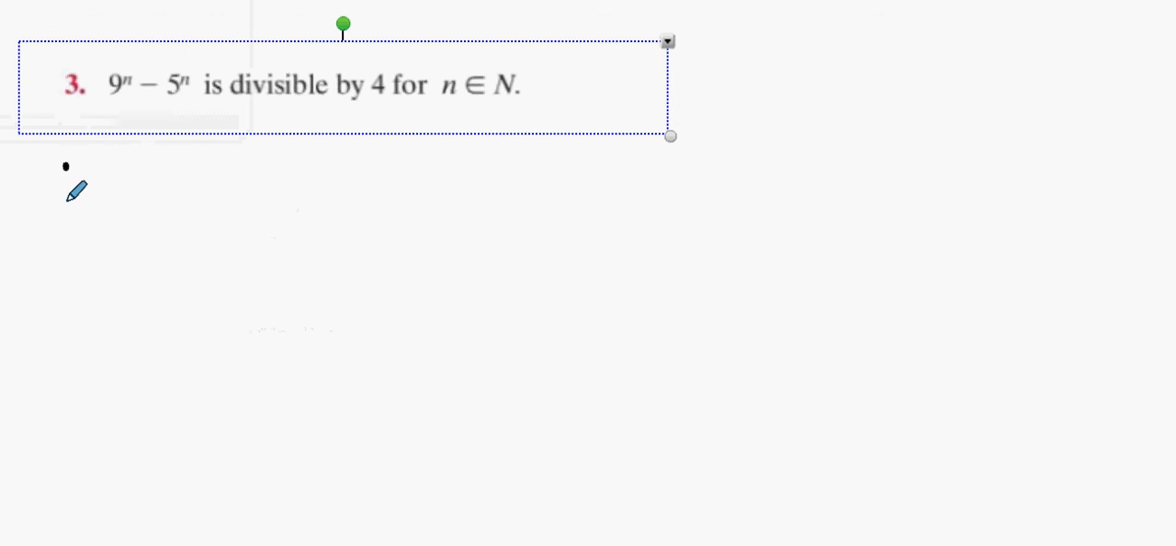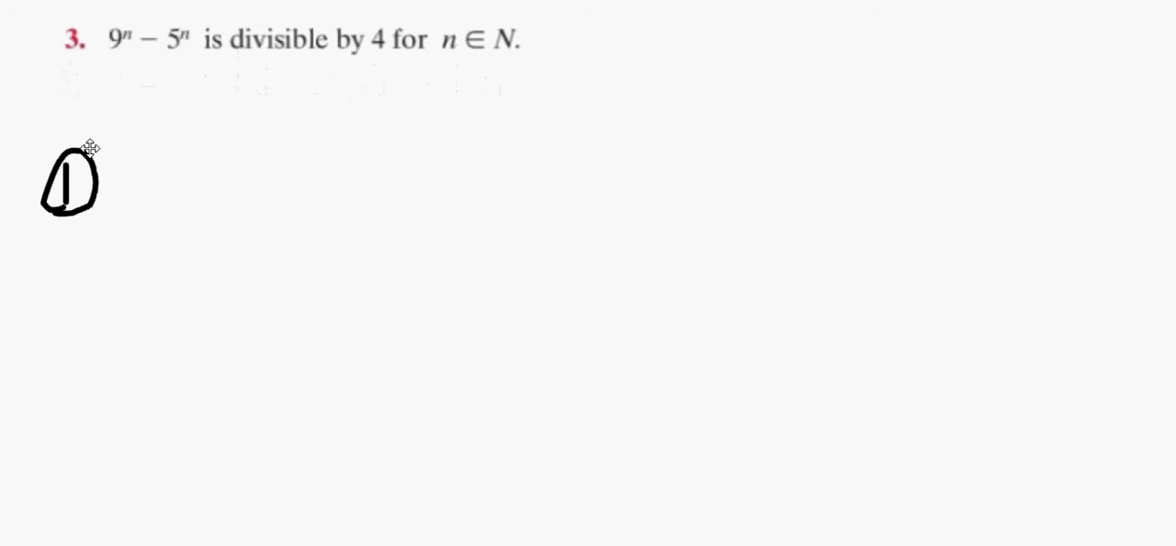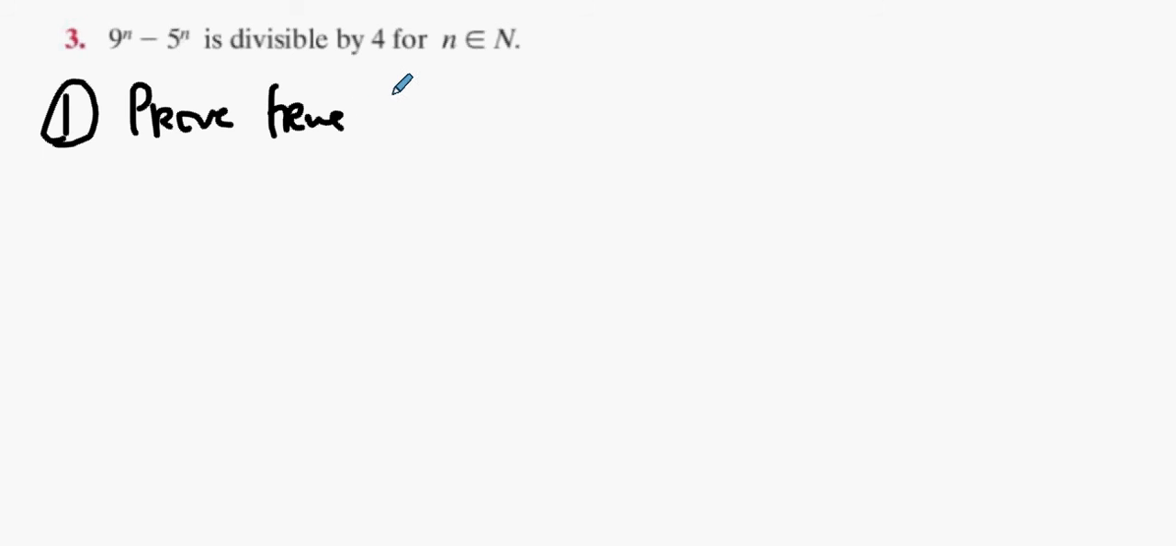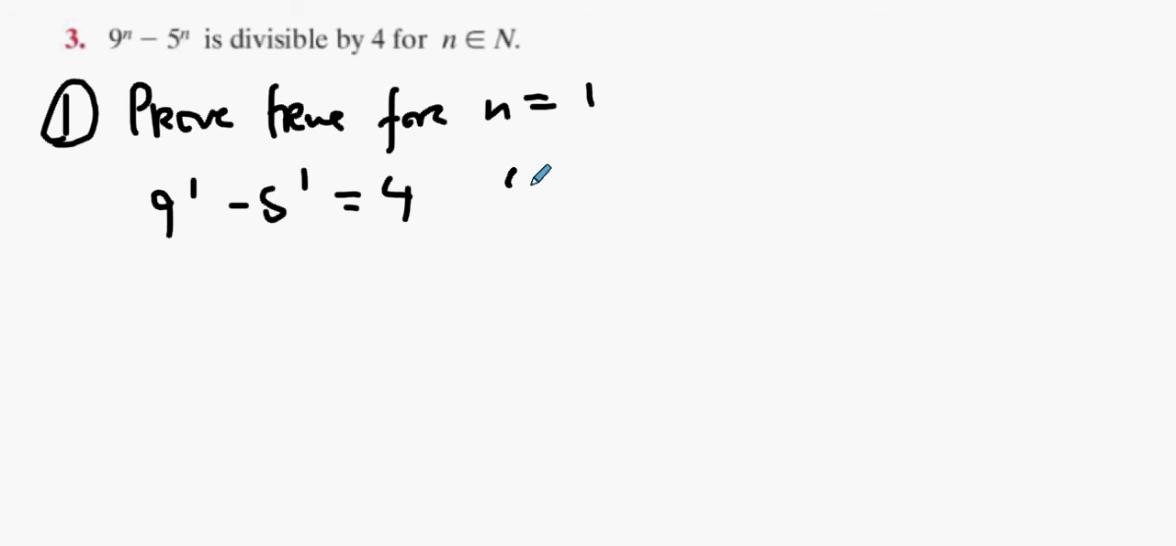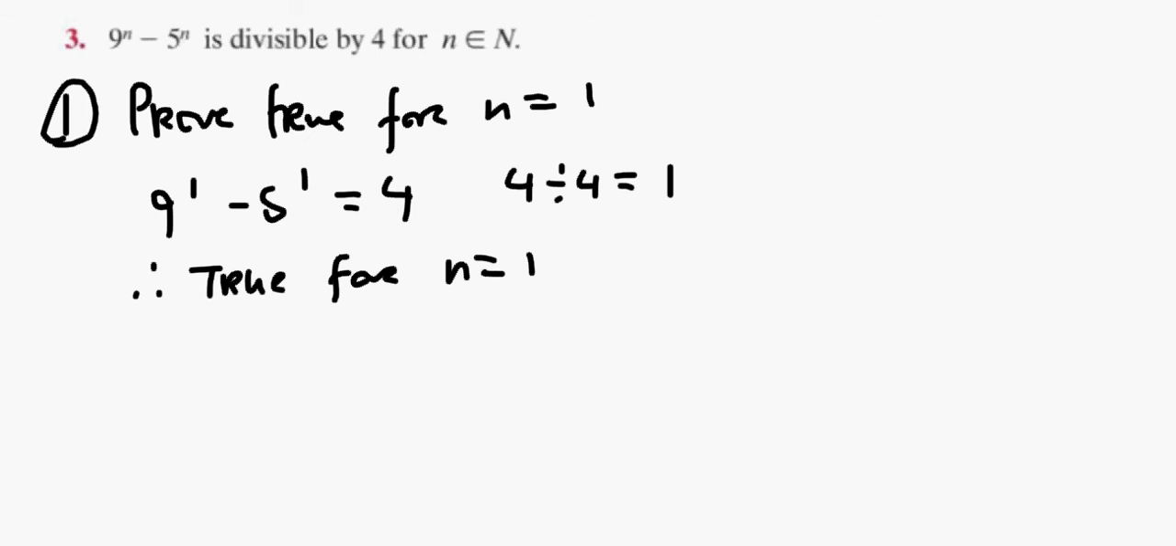Step 1. What's step 1 again? Prove true for n equals 1. So prove true for n equals 1. 9 to the power 1 take away 5 to the power 1 is 4. 4 divided by 4 is 1. Hence true. Therefore, the 3 dots means therefore true for n equals 1. We cool with that? Easiest 5 marks you'll ever get.